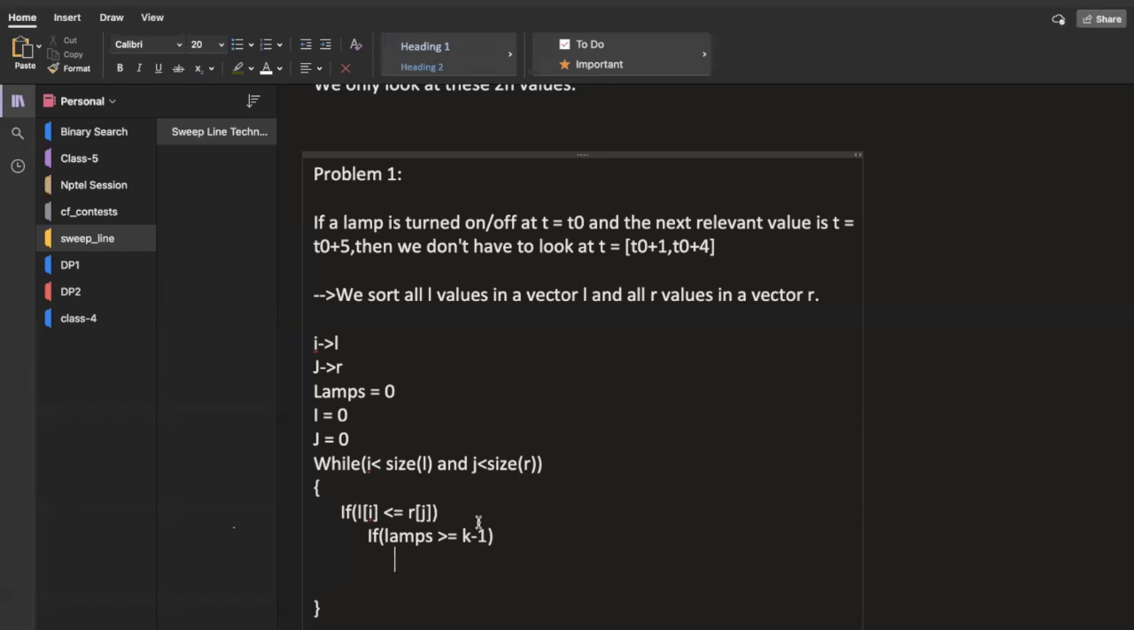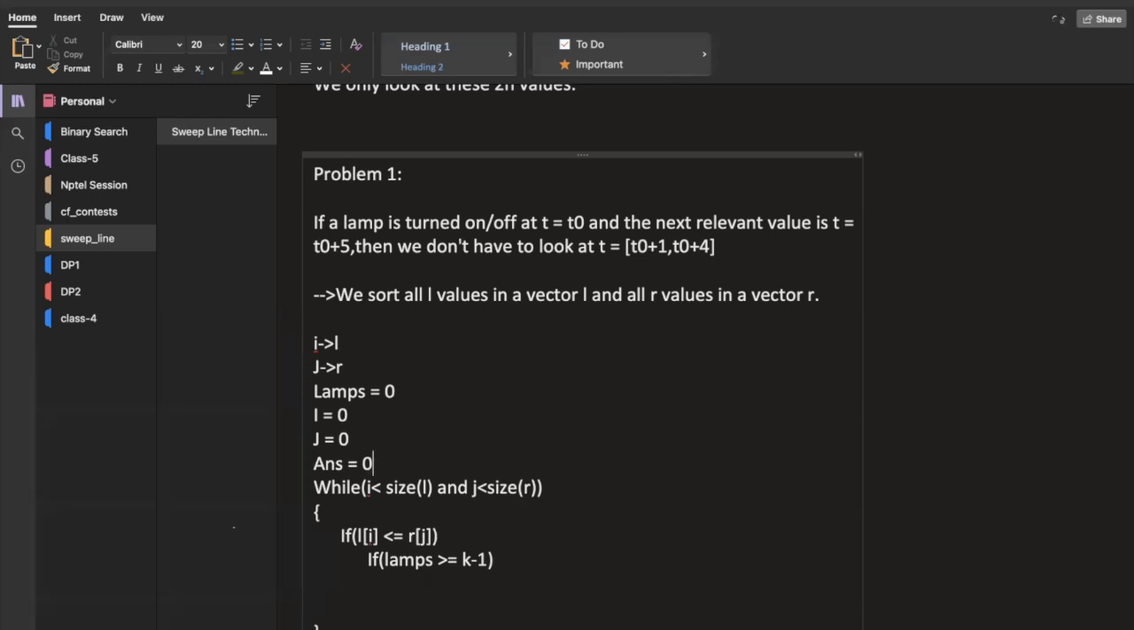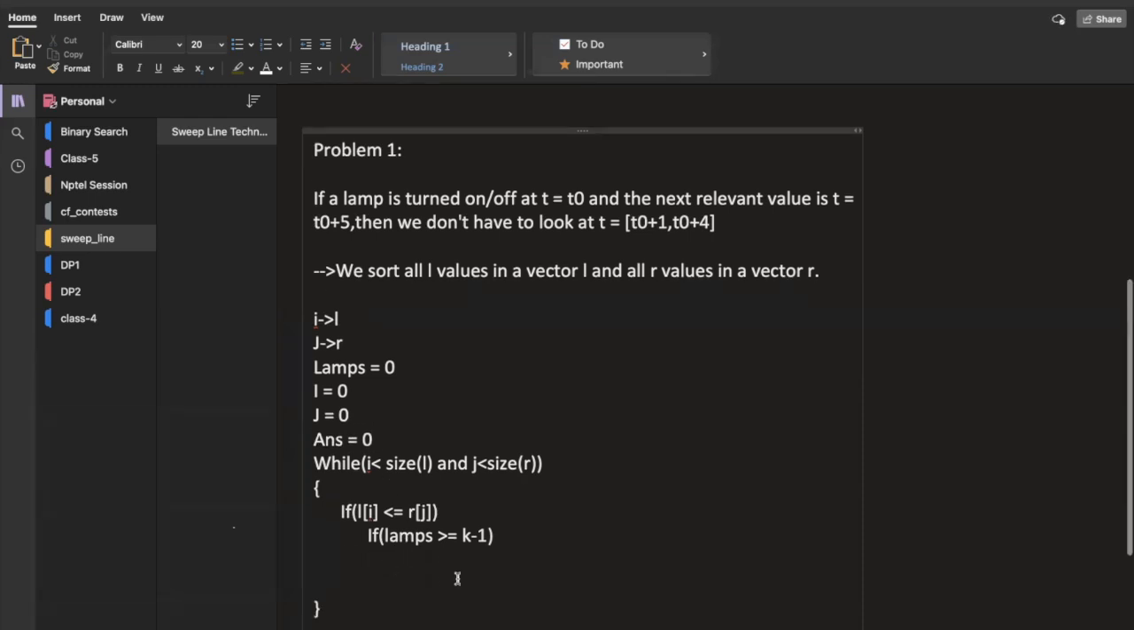Okay. So now can anyone tell me by what value should I increment my answer? So I have this answer variable, which is initialized to 0. Can anyone tell me by what value should I increment my answer? Lamps C K. Lamps C K. Combinations, right? Yeah. So do you think lamps C K is the correct value?